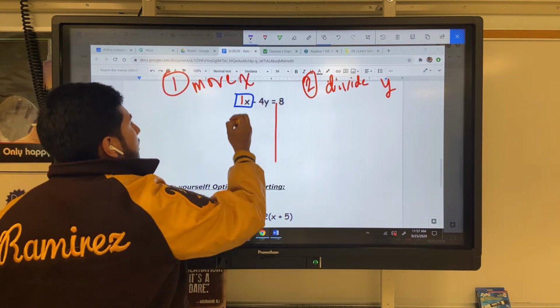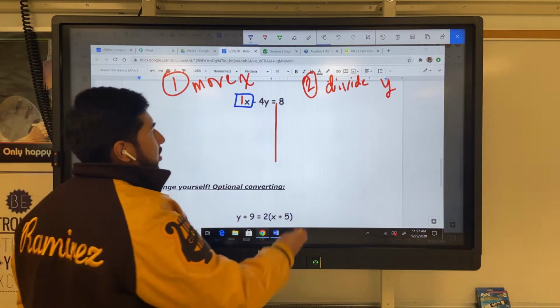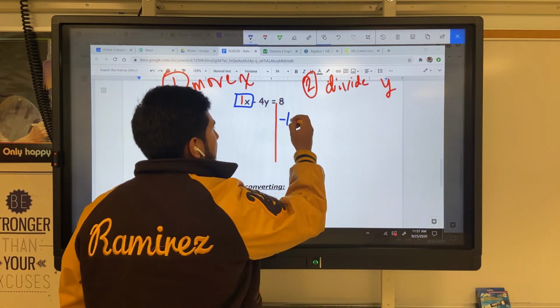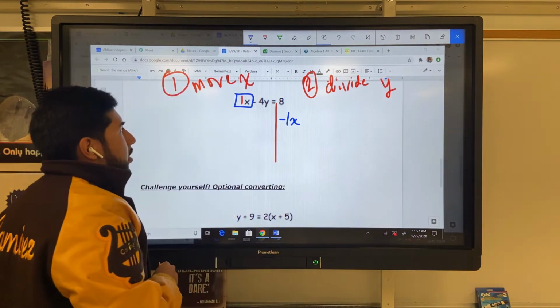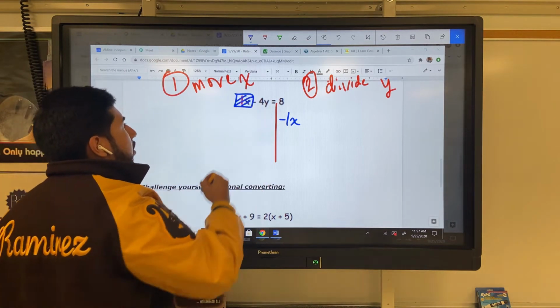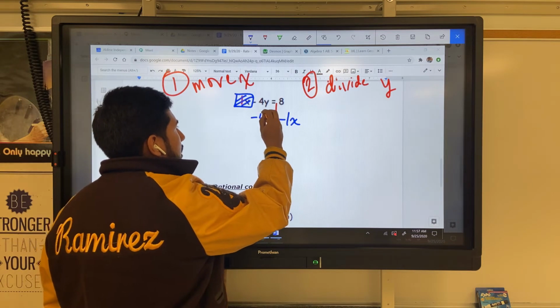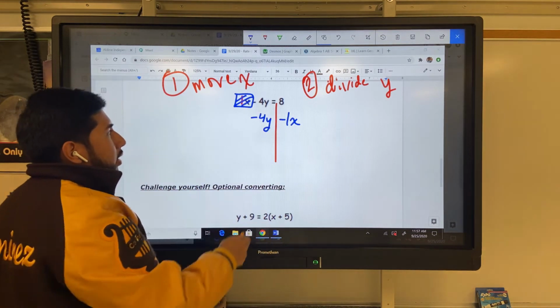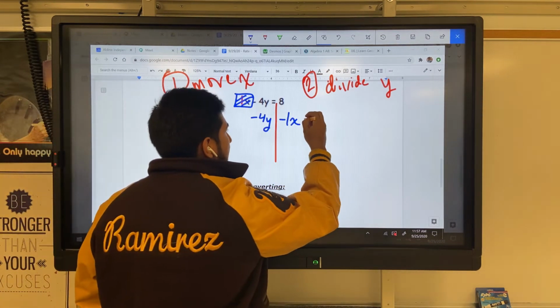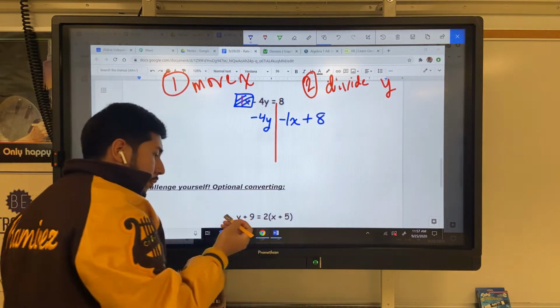Gonna box that up. Moving that positive 1 over turns into a negative 1x. Cross it out. Bring everything down. That's a negative 4y. That's a positive 8, so make sure you put plus 8 to tell me it's positive.